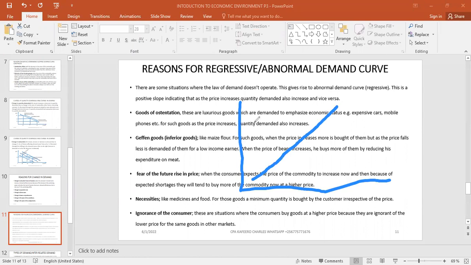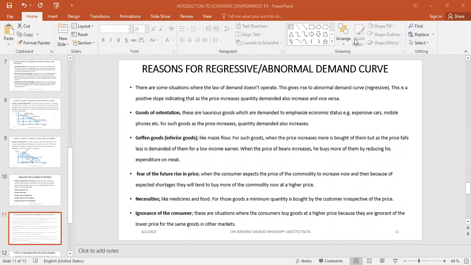Instead of going in the normal way, the way the demand curve was moving, it will be going the other way around. That's what we mean. So if the demand curve is sloping like that, you just know that is a regressive demand curve. That's what they are talking about. So there are some things we can talk about.